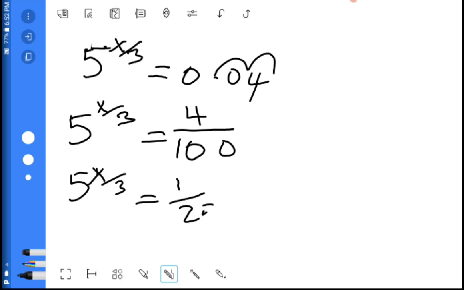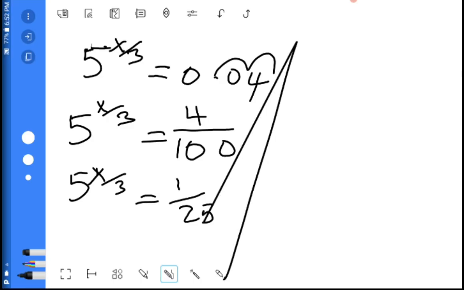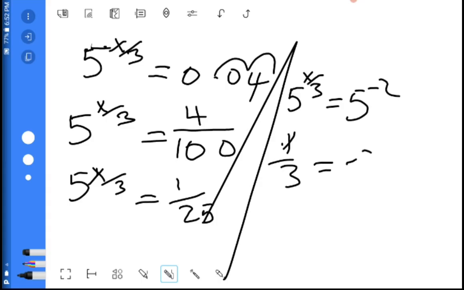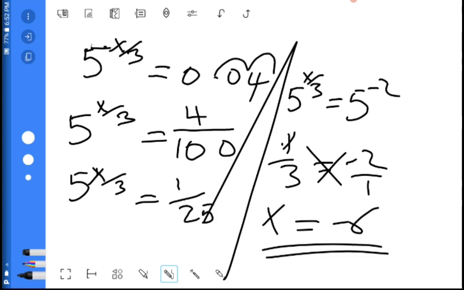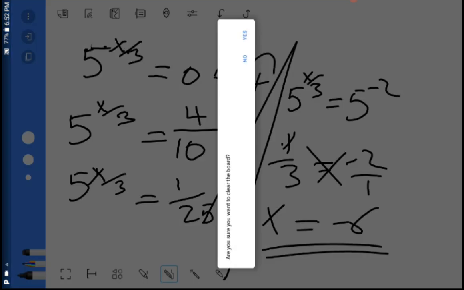All right. So we are saying that 5 raised to the power x over 3 is the same as 5 raised to the power of negative 2. What does it mean? x over 3 is equal to negative 2. Now we can cross multiply and we'll have that x is equal to negative 6. And work is done.